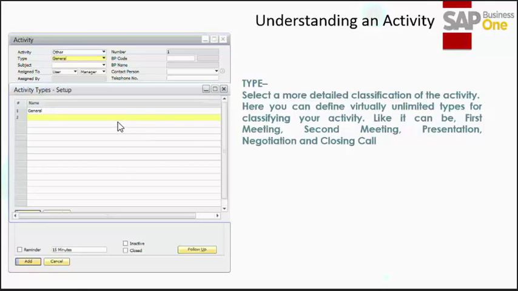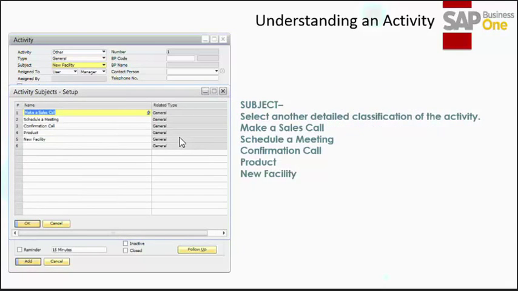That it can be first meeting or second meeting, presentation or negotiation or closing call, or internal meetings, or anything that you want to key in. Next is subject. You can select another detailed classification for your activities, like making a sales call, scheduling a meeting, or negotiation call, or confirmation call, or anything.